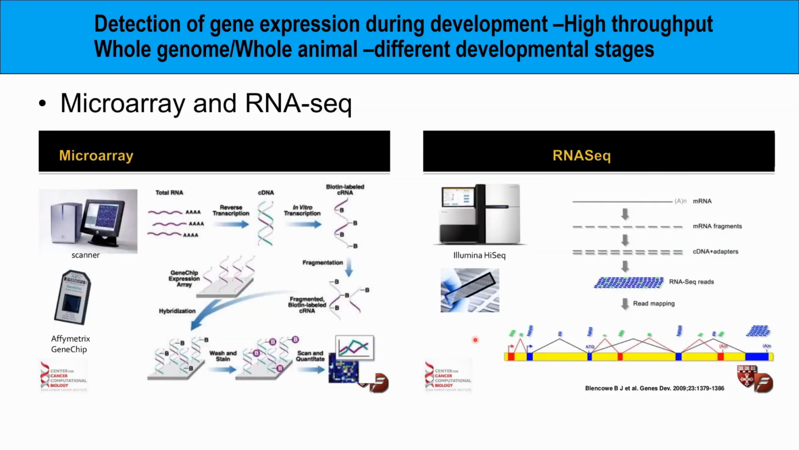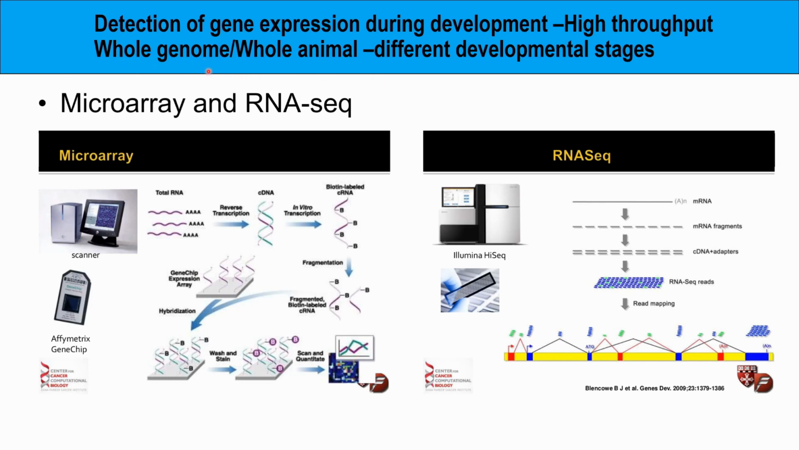Now, we've talked about ways to detect certain stages in development where we want to look at what cells exactly are expressing the gene of interest, but there are, of course, high throughput approaches where we can look at expression of the whole genome in the whole animal at different developmental stages. So we can use microarray and RNA-seq. And of course, this gives a lot of information, right?